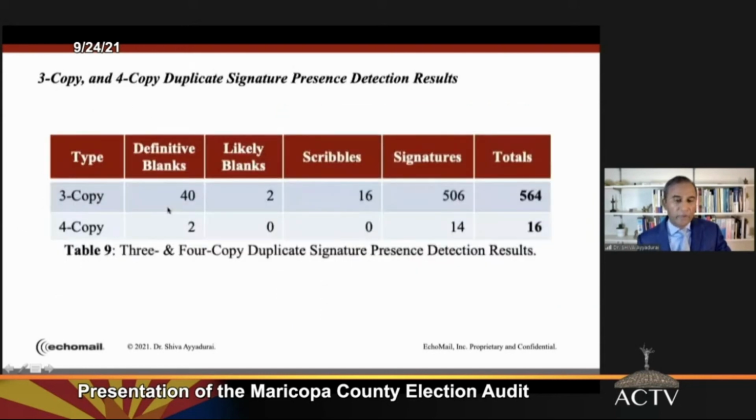Interestingly enough, we also had 3-copy and 4-copy analysis we had to do. I'm not going to go into all the details of this, but there were also 3-copy and 4-copy duplicates. There were 2 sets of 3-copy which were blank, 2 sets which were scribble, 5 which were blank.